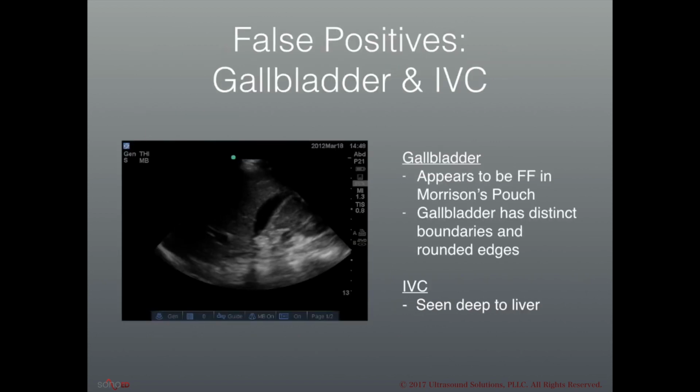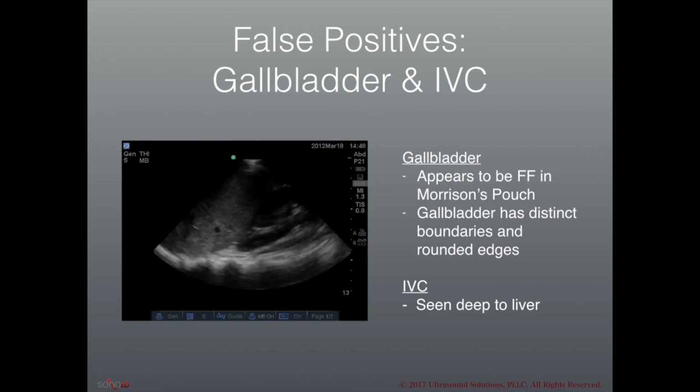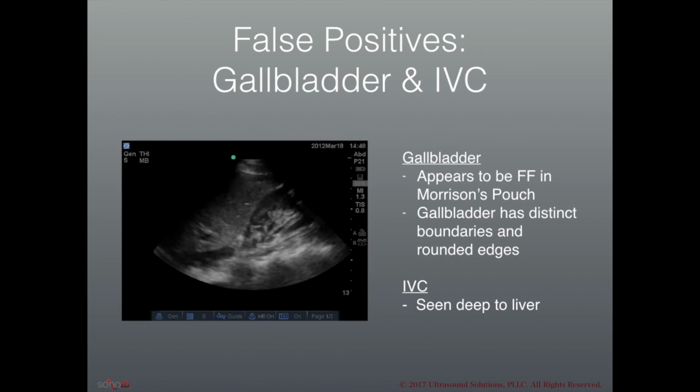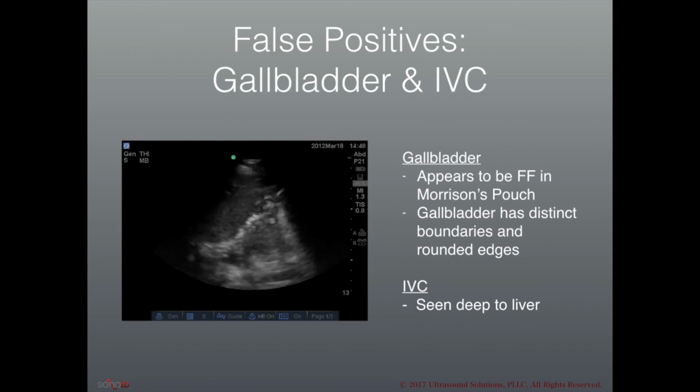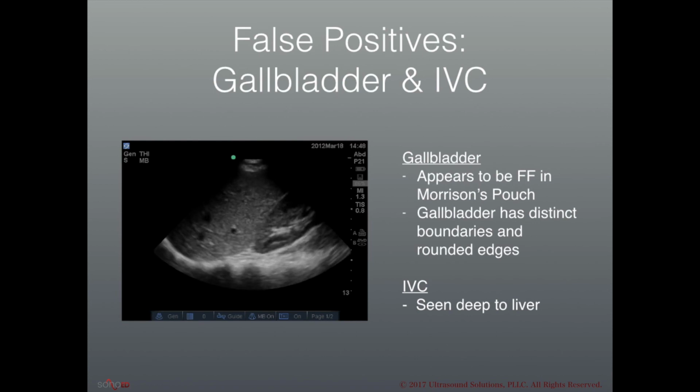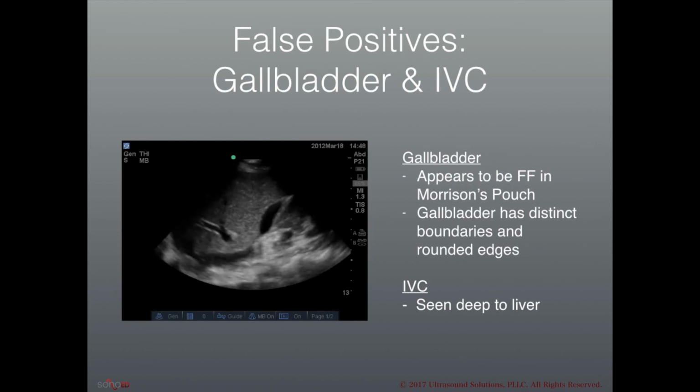Here's an example of the gallbladder in the right upper quadrant that can mimic free fluid. However, please note that the gallbladder has distinct boundaries and rounded edges. You'll also see the IVC in the far field deep to the liver, which could appear like fluid as well.